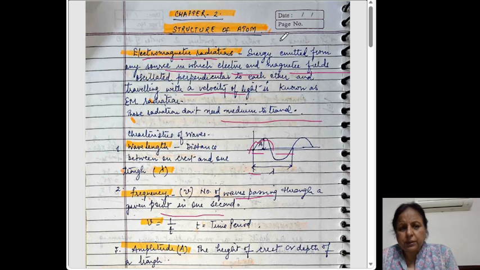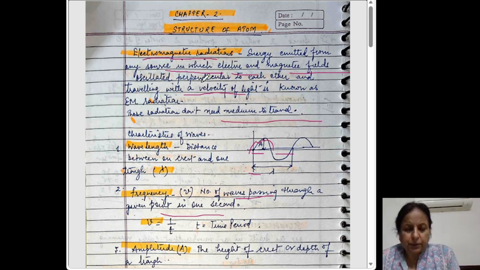Today's chapter is Structure of Atom, class 11th. The topic is electromagnetic radiation. It is the energy emitted from any source in which electric and magnetic fields oscillate perpendicular to each other and travel with the velocity of light. And these radiations don't need a medium to travel.